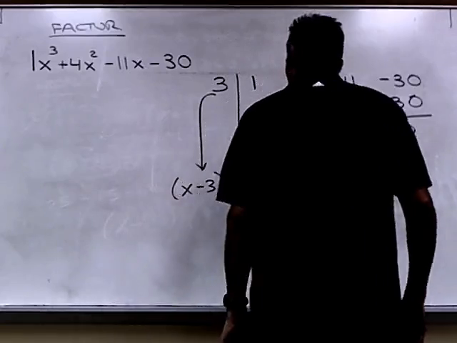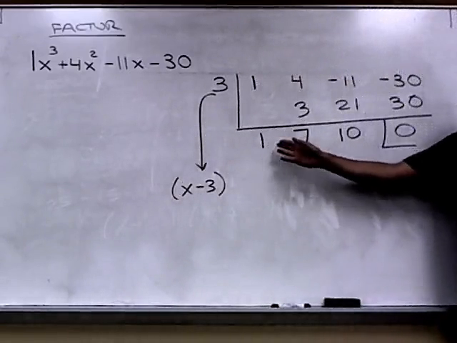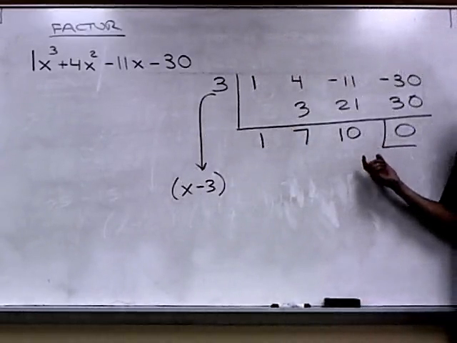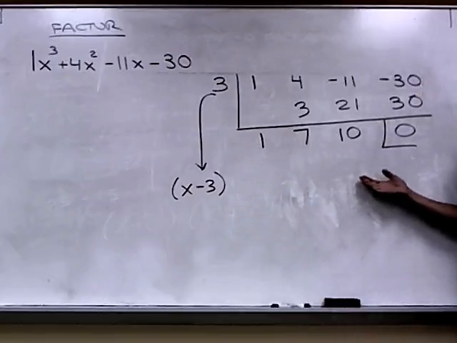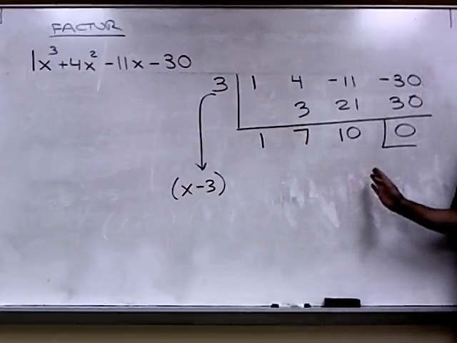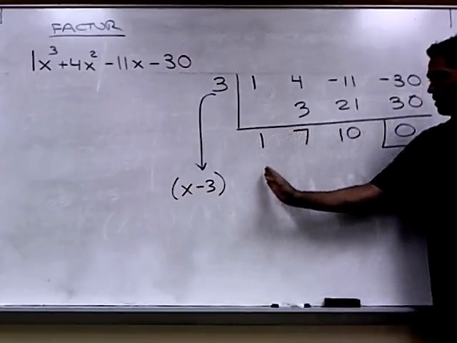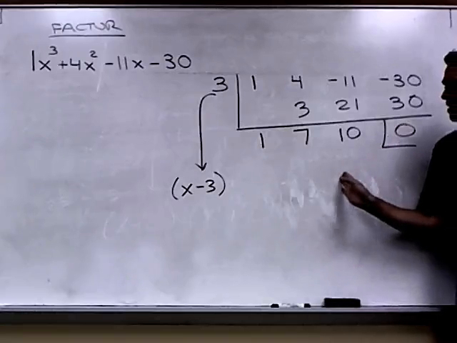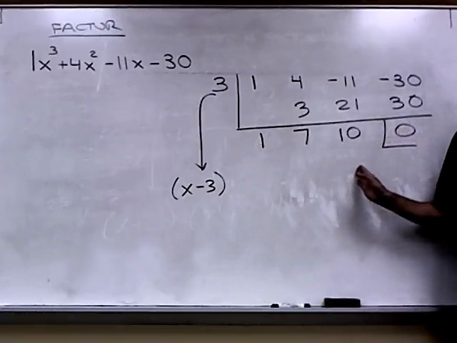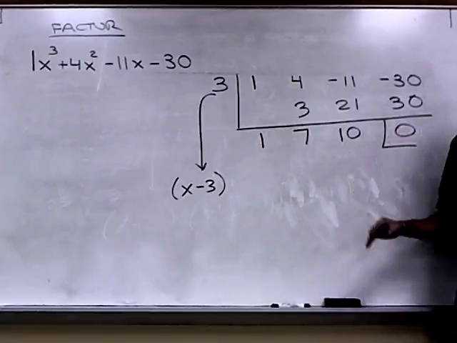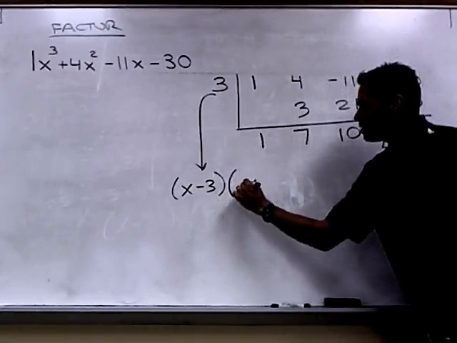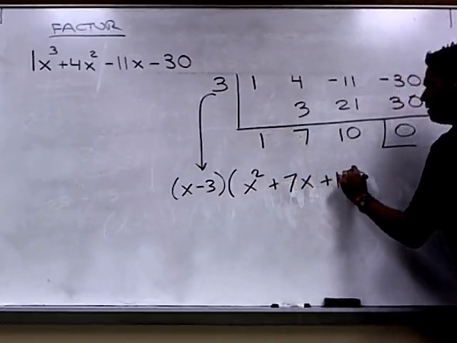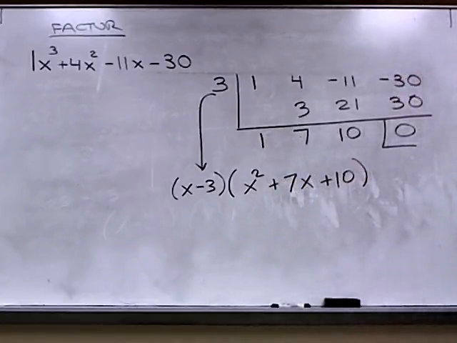Now, last time we did this, we only had 2 numbers, right? Now we have 3. If we have 3, then what we have left here is not x and a number, it's now x squared and then an x term and then a number. So we're going to have 3 terms here, which means what's left here is going to be quadratic instead of just linear. So the 1 goes in front of x squared, then the 7 goes in front of x, and then this goes to 10.